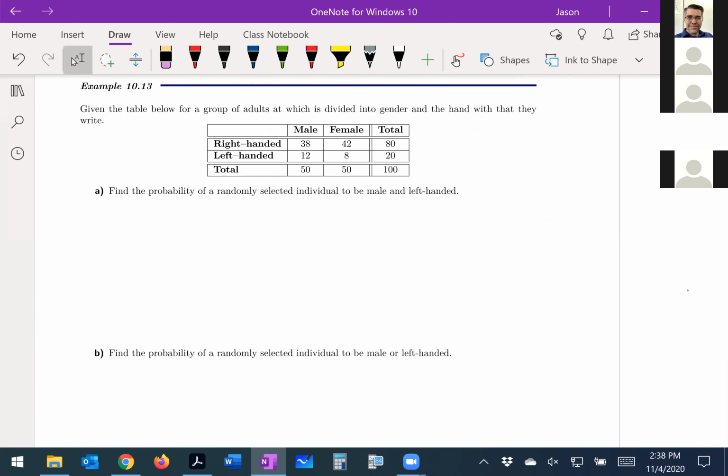Given a table below for a group of adults divided into gender and the hand that they write, we've got males and females and right hands and left hands. Find the probability of a randomly selected individual to be male and left-handed. What's the probability of being male and left-handed? That's going to be the overlap here between male and left-handed. So that's going to be 12 out of a total, how many people? 100, right?